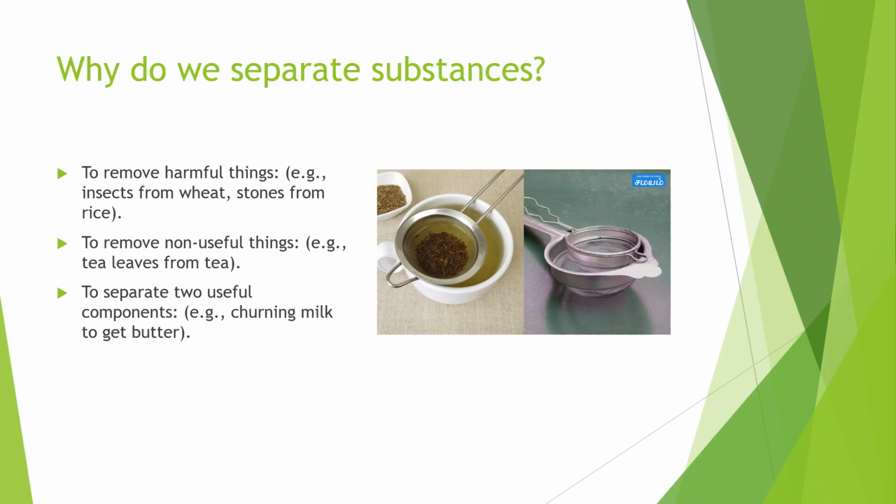Before we learn how to separate things, let's ask why do we do it? There are three main reasons. First, to remove harmful things. Imagine you find a small stone in your rice or insects in wheat. You have to remove them because they are harmful to eat.